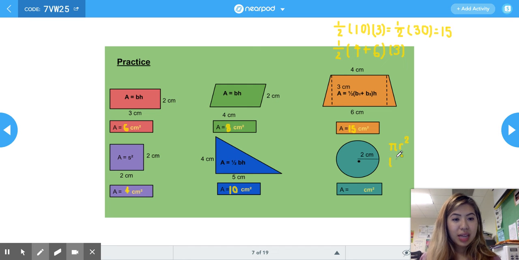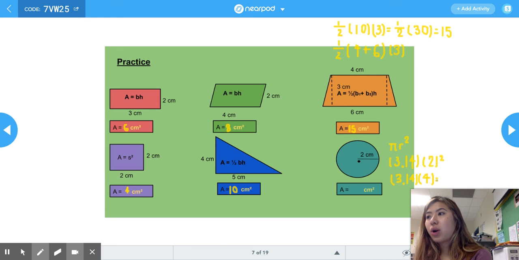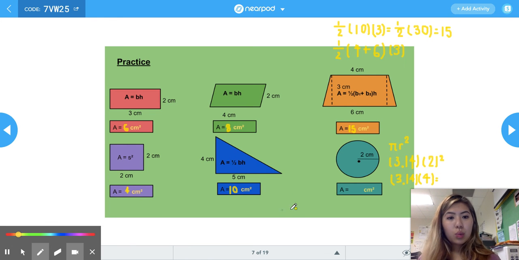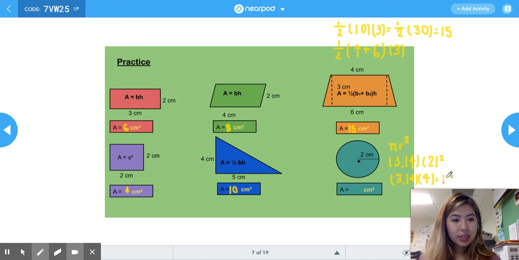And so we're just going to estimate that pi is about 3.14. Our radius is 2. So then we have 3.14 times 2 to the power of 2, which is 4. So if we multiply 3.14 times 4, we get 12.56.